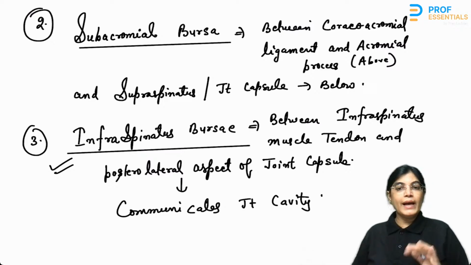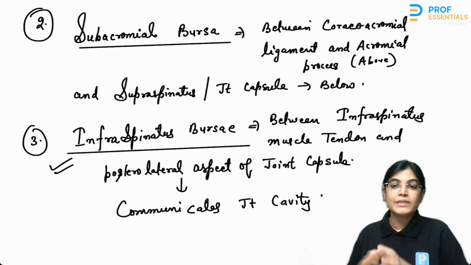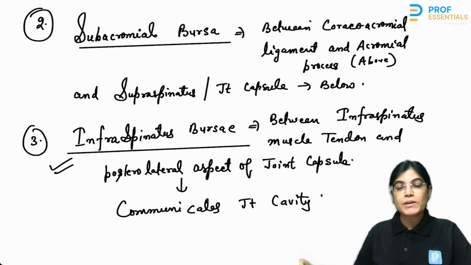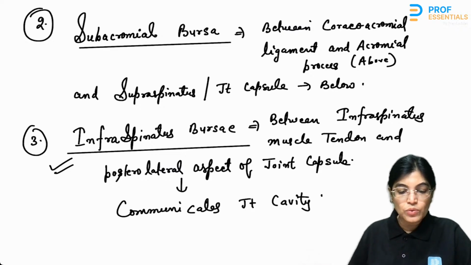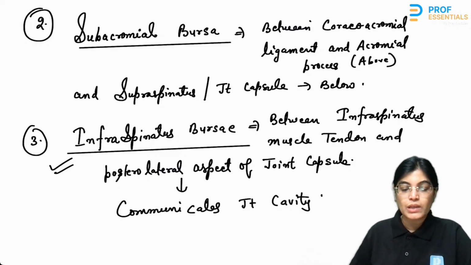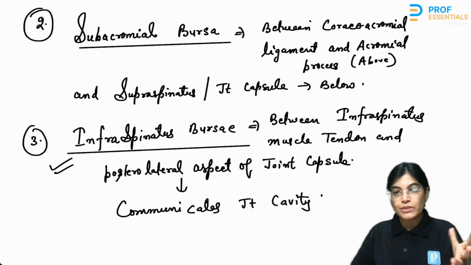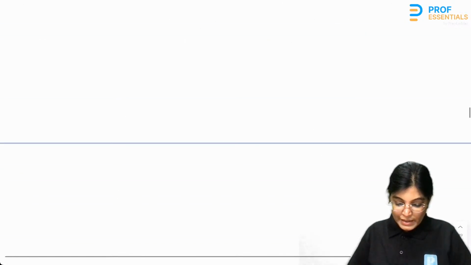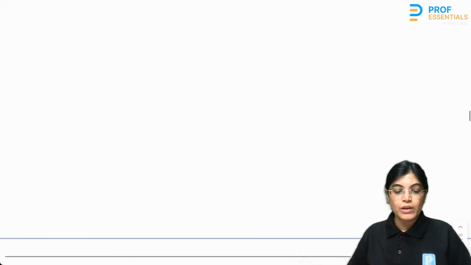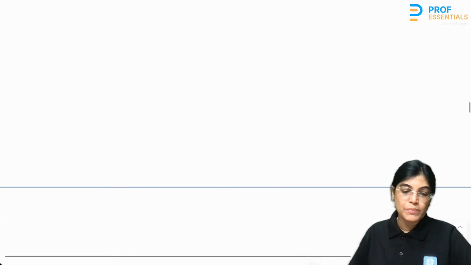Done. So we have done all the ligaments. We have discussed all the bursas around the shoulder joint. We have to know about the relations of the shoulder joint. What are the structures surrounding the shoulder joint? That is important. After that, we will talk about the arterial supply and nerve supply of the shoulder joint.